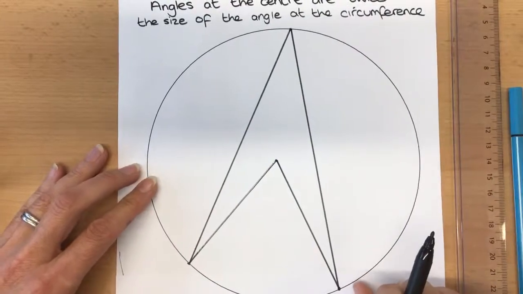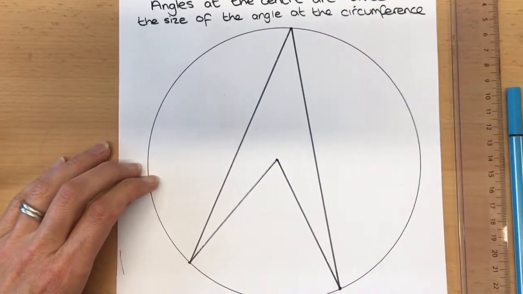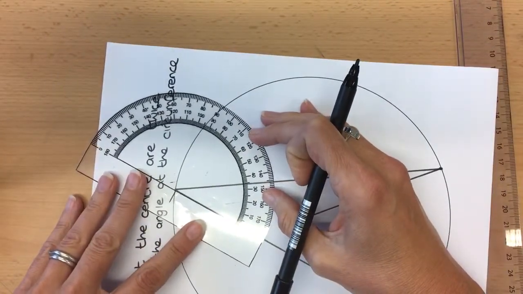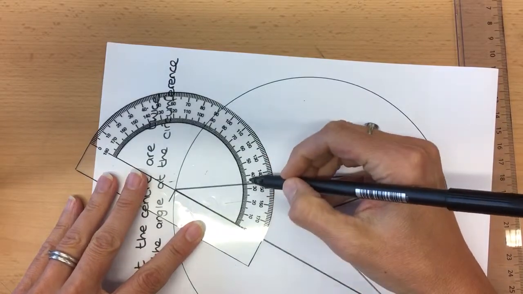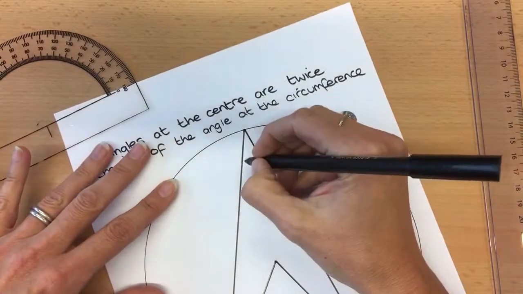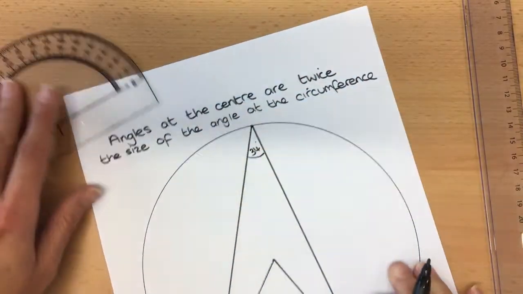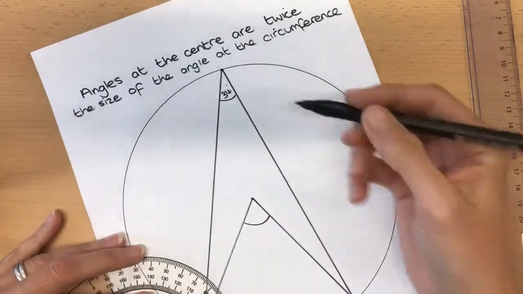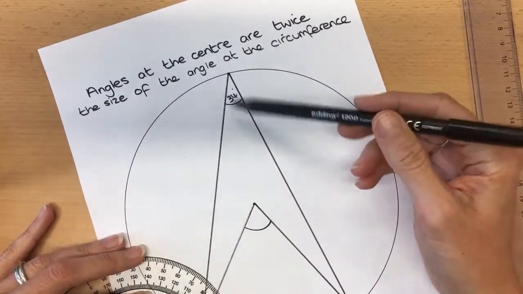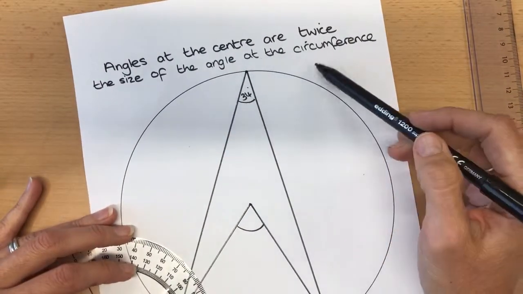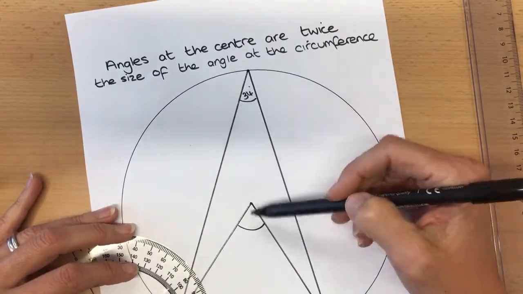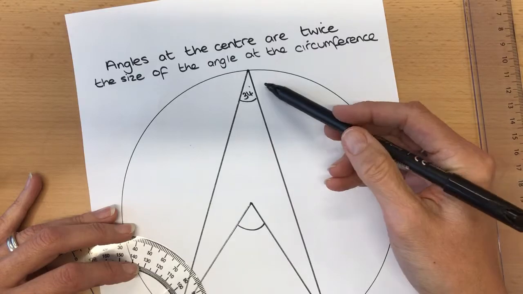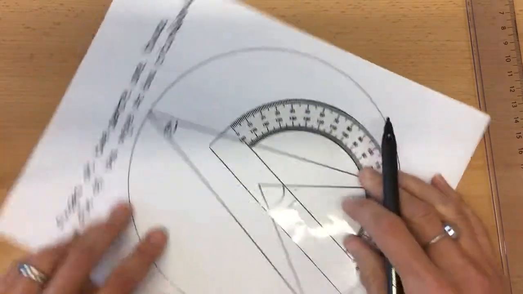Okay, so what we're looking for here is if we measure this angle here, the angle is 34 degrees. And what we're looking at is also this angle here. And what we should find, hopefully, if this is an accurate drawing, is that this angle here, because of what this circle theorem is called, is actually double. This one is double the angle at the circumference. So the angle at the center should be double the angle at the circumference. So in theory, this should be 68.